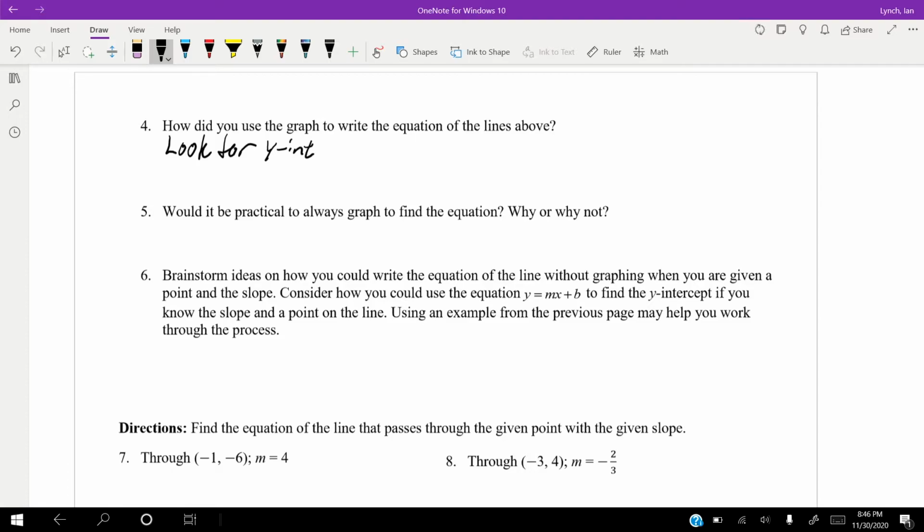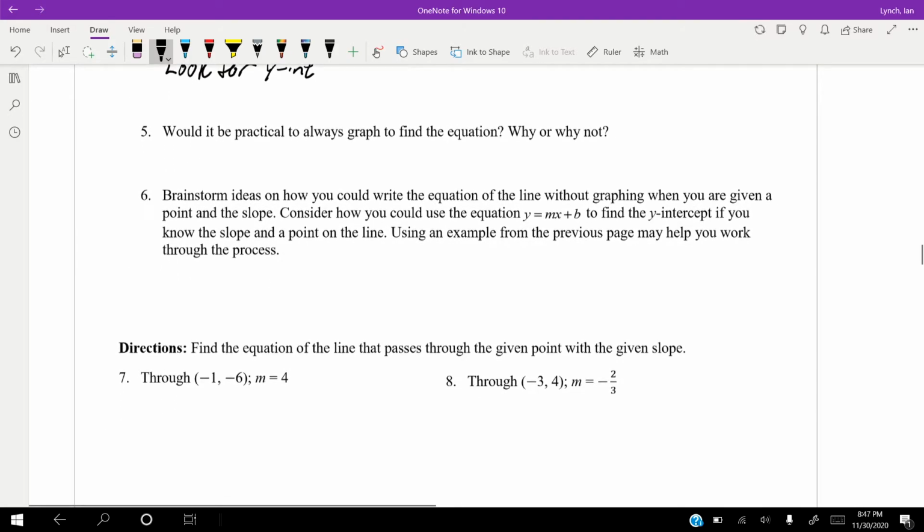Now, is it always going to be good to use this? No, as I showed you guys in class, this is not the way to do this every single time. Sometimes it gets a little tricky, like if your y-intercept was, I don't know, 8/3, you're not going to be able to see that with your eye. You may be able to see, oh, it's in between 2 and 3, but you're not going to know exactly where it is unless you use this equation.